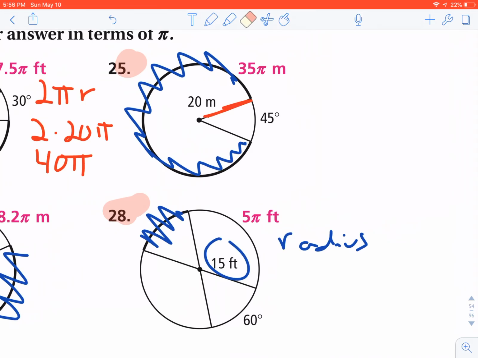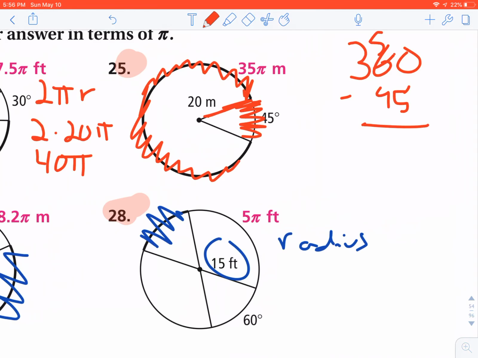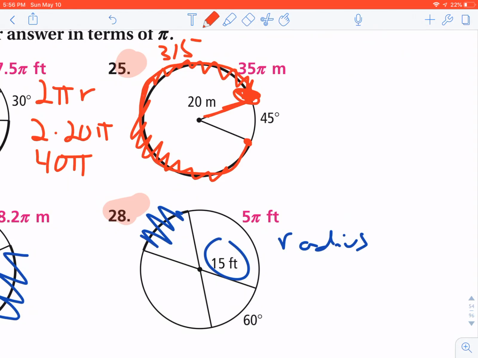I don't want that. I want this, this squiggled part of the circle. Now again, the full circle is 360 degrees. The part I do not want is 45 degrees. So I'm going to minus 45 from that. That gives me 315 degrees. So what that's saying is, from this point all the way around to this point is 315 degrees. So I want 315 of, or out of, the 360 degree circle.